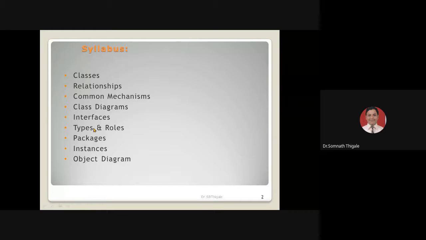Then we have discussed different types and roles. For example, yesterday we saw the example of a teacher or professor and student. So the professor conducts lectures. The role the professor is playing is conducting the lectures for the students. That part we have discussed.